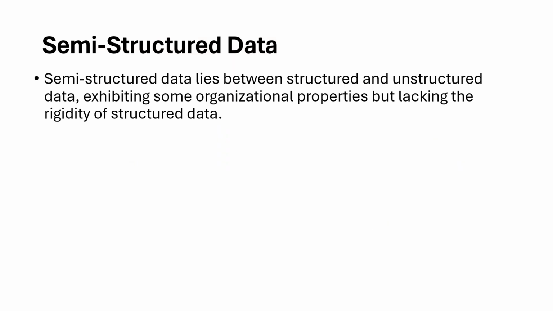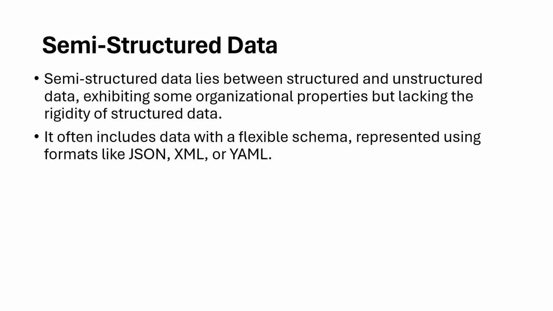The third type of data is semi-structured data. Semi-structured data is like the middle child of the data world, neither fully organized like structured data nor completely chaotic like unstructured data. It's a fascinating blend of order and flexibility. JSON, XML, and YAML are some of the examples for the semi-structured data format.